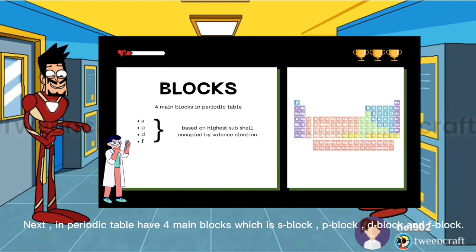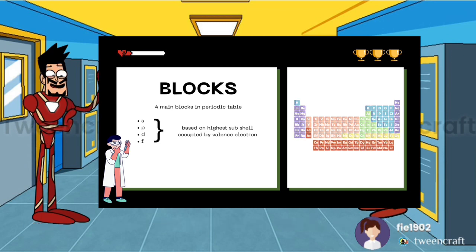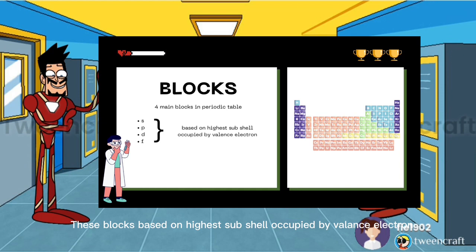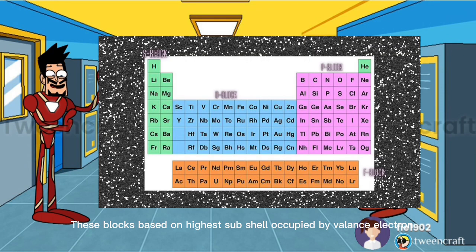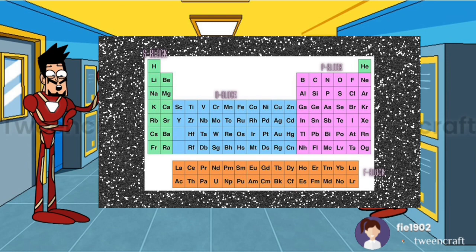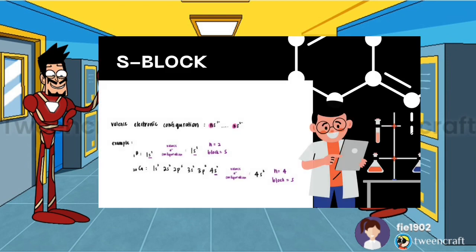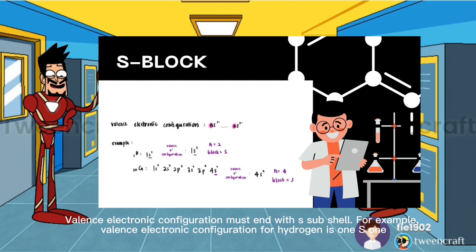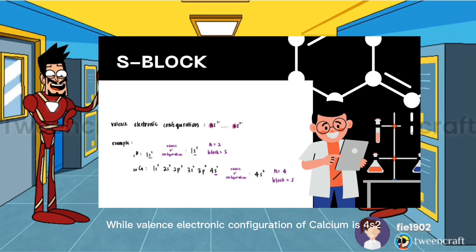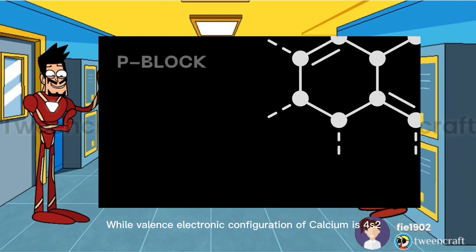Next, the periodic table has four main blocks, which are s block, p block, d block, and f block. These blocks are based on the highest subshell occupied by valence electrons. This is some example of s block. The valence electronic configuration must end with an s subshell. For example, the valence electronic configuration for hydrogen is 1s1, while the valence electronic configuration of calcium is 4s2.